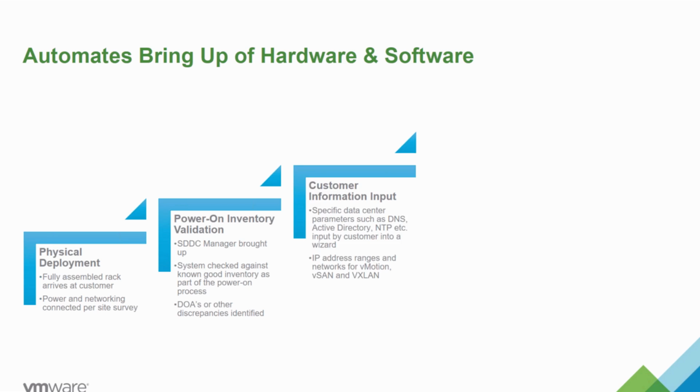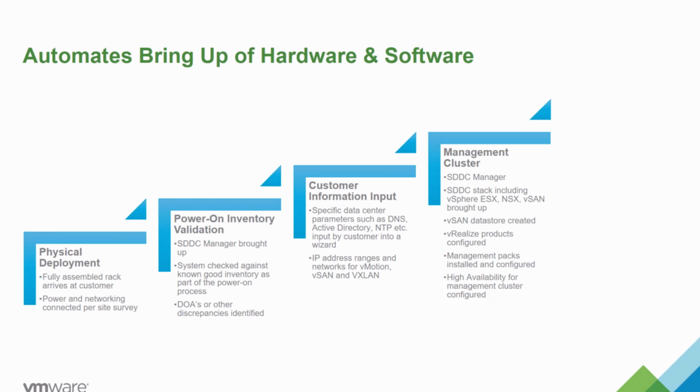And then from there, we're going to gather some customer input. This is some pretty basic stuff. Tell me about your data center. What DNS servers should I point to? What Active Directory servers, NTP, etc. It's all in a very simple wizard. And then what IP address ranges should I be using for vMotion, vSAN, and my VXLAN? So you'll define those for us. If you don't, there's some default values we choose from.